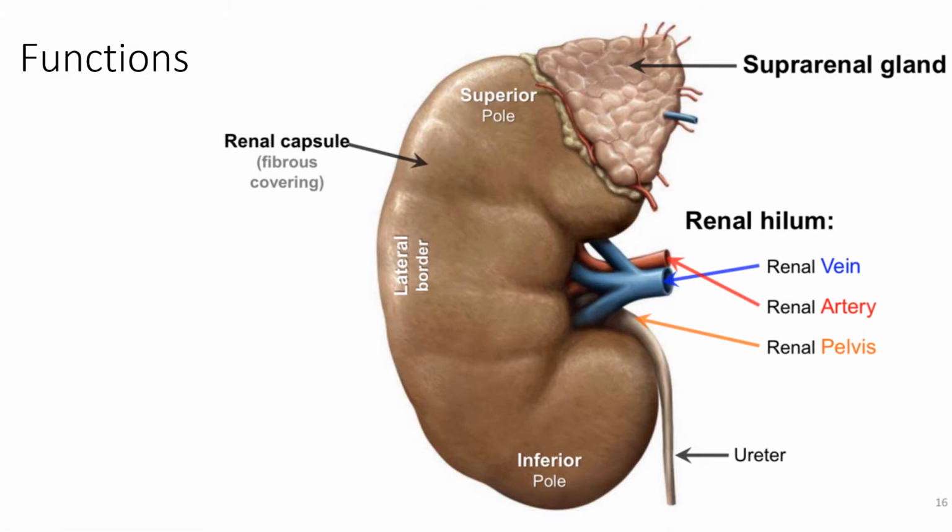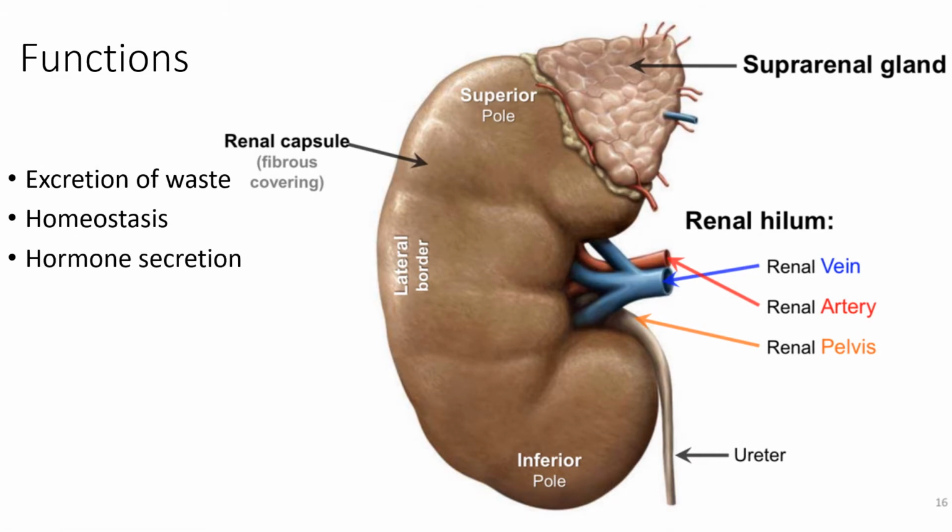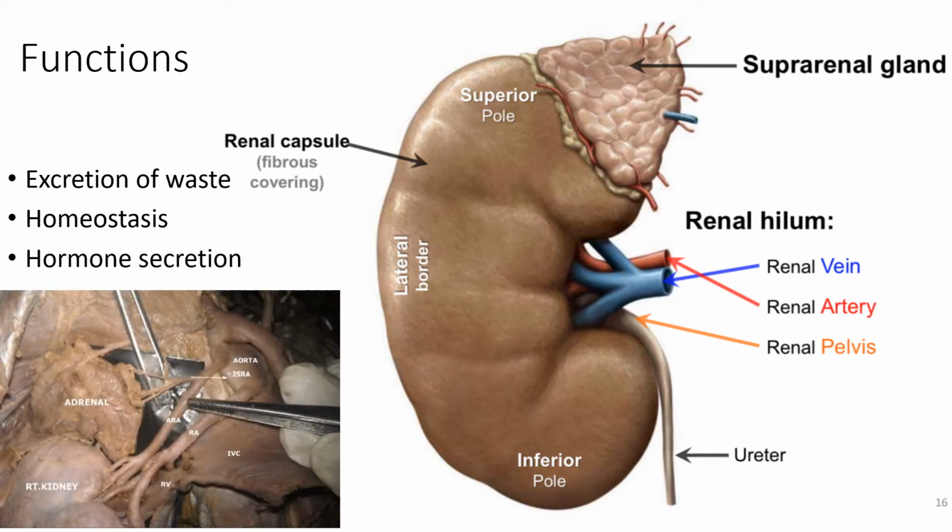So the functions of the kidney are to excrete waste, to help maintain homeostasis, and hormone secretion as well. Here are just some additional nice pictures of the kidney. There's our adrenal gland on the top again. If you look at the image on the left hand side, there is the adrenal gland sitting on top of the kidney. There's your kidney down there, and the associated blood vessels that go with it.